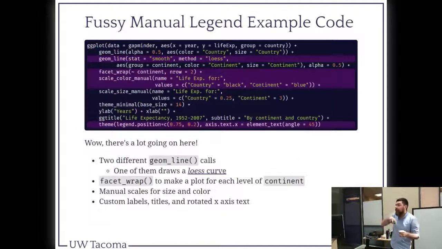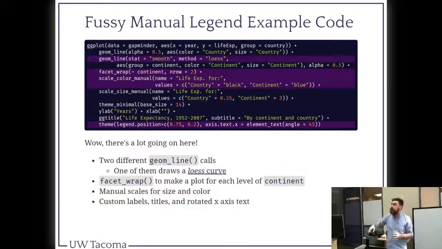Okay. Here's an example of me doing a very fussy manual legend for a plot. This can show you how your ggplots can spiral out of control totally, or at least look that way. But you can actually read logically through this and explain what's going on. There is, however, a lot going on here.